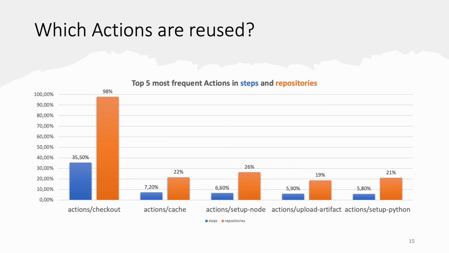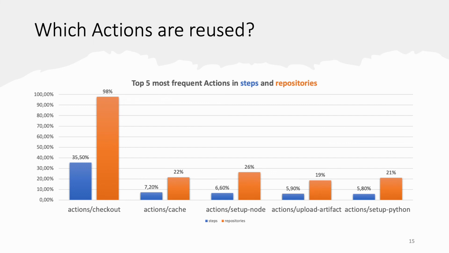Next, we decided to find out which actions are the most reused ones by the developers. By looking at our data, we realized that the most important action is actions/checkout, and this is because developers use this action to do a git clone in the provided VM to start other tasks. And as you can see in the table, actions/checkout is responsible for 35% of all the steps in our dataset, distributed over 98% of the repositories.